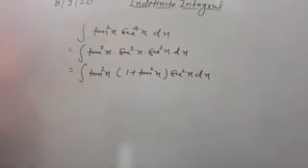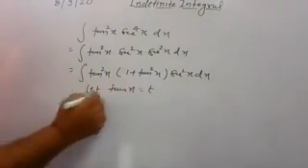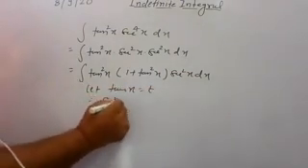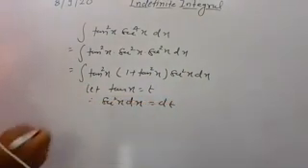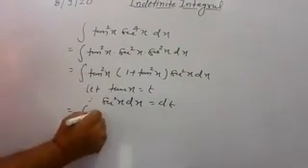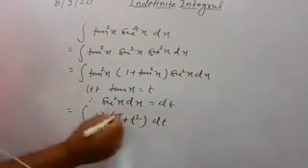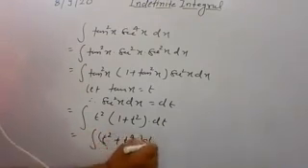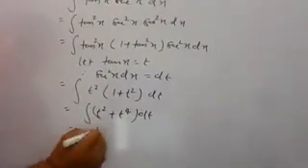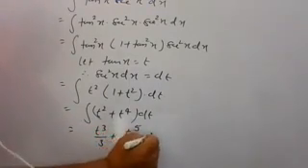Now assume tan x is equal to t. So let tan x is equal to t, then after differentiation you have sec square x dx is equal to dt. Now use it in the integral. So you have t square into 1 plus t square dt. Now multiplying it, t square plus t to the power 4 dt, and integrate it. So you know the integration of t square is t cube upon 3, and here t to the power 5 upon 5 plus c.